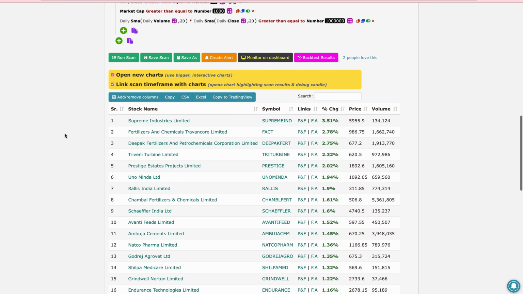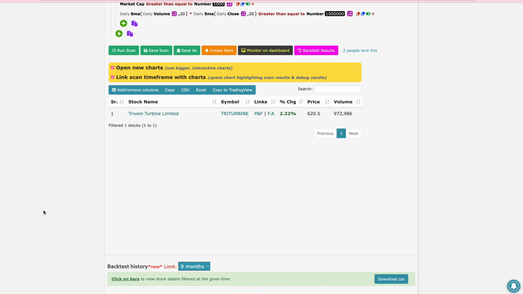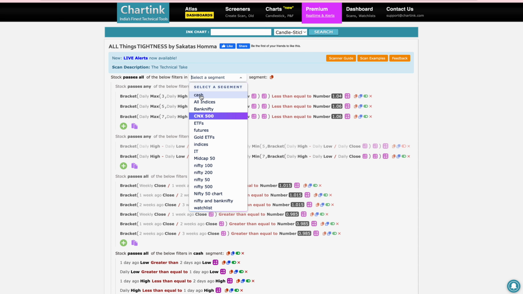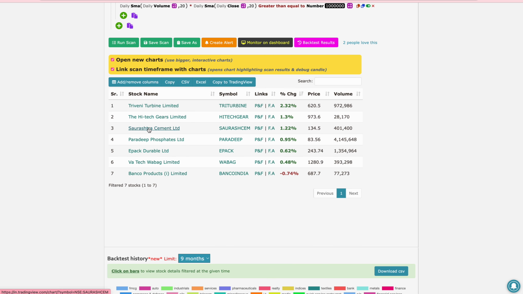Okay, so for two continuous days, the stock is inside bar after inside bar, and tight after tight. These two are similar concepts, right? So Triveni Turbine, I have already showed you how this looks, but let's look at a couple more examples. For that you will have to go to cash. So you will see High Tech Gears, Saurashtra Cement. Cements are looking good. Okay, Paradeep Phosphate is also looking good. EPAC, Vaibhav, Banco. Shall we look at all of this? Yes.